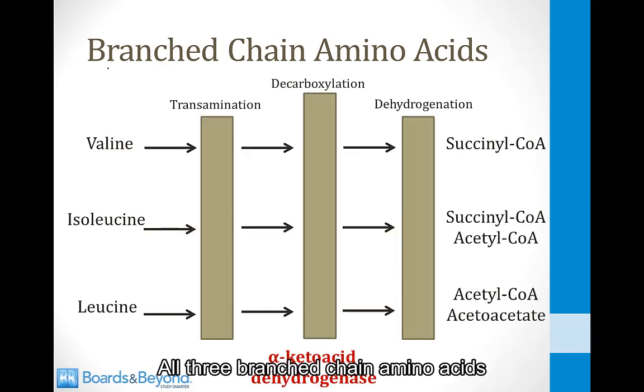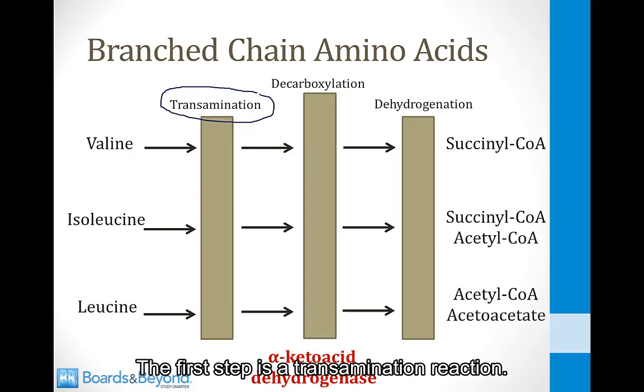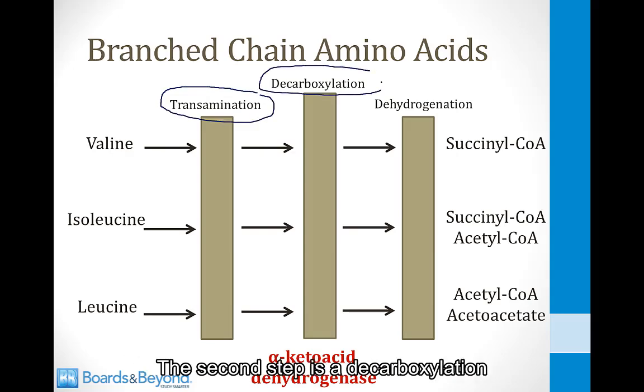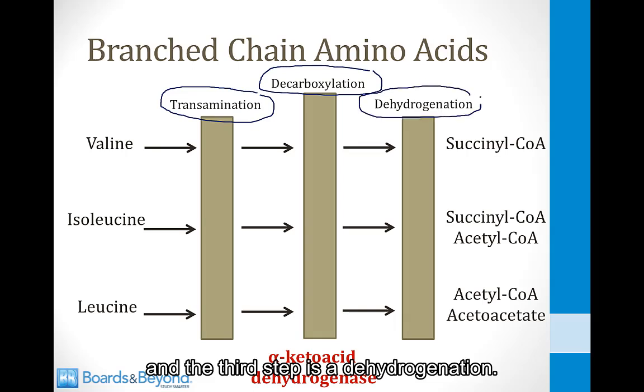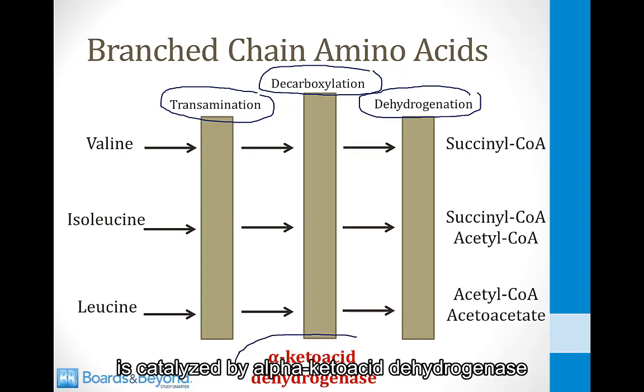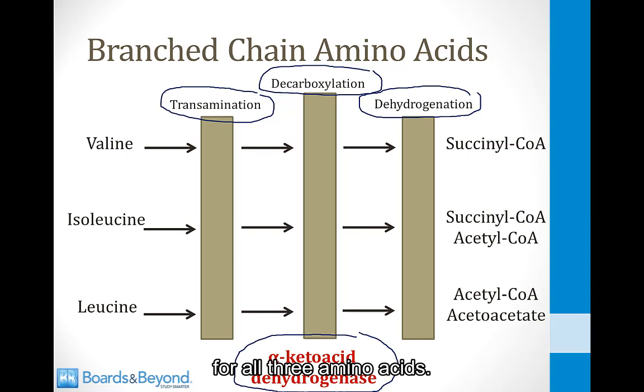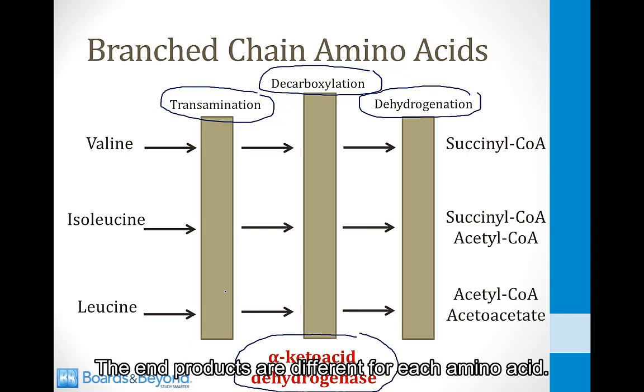All 3 branched chain amino acids go through a 3-step metabolism. The first step is a transamination reaction, the second step is a decarboxylation, and the third step is a dehydrogenation. And the second step, the decarboxylation, is catalyzed by alpha-ketoacid dehydrogenase for all 3 amino acids. The end products are different for each amino acid.